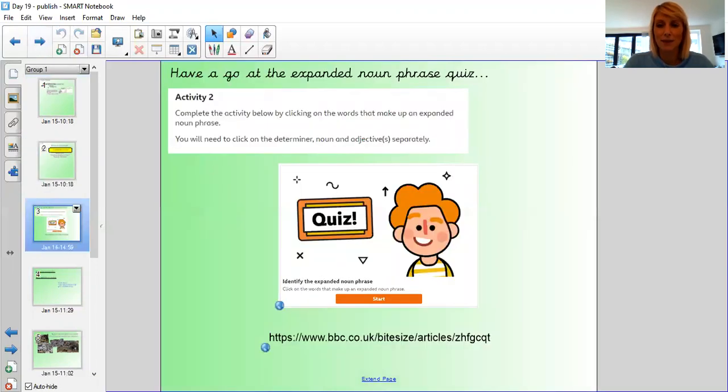Okay, just to warm us up then, and we are coming to the end of our unit of work, so we'll also be moving on to a new English target soon. So I just wanted to finish this unit with a quick quiz to see how you've understood expanded noun phrases. Now, because it's a quiz, I want to see how you get on individually, so I can't share it with all of you on here.